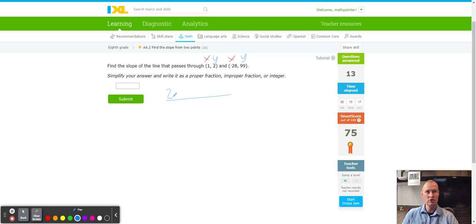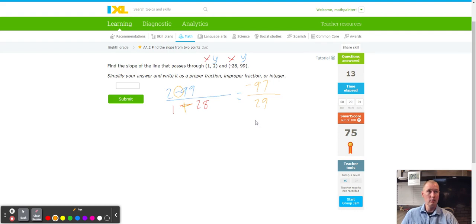Numerators on top. 2 subtract 99. And the denominators 1 minus 28, which is negative, so it's minus 28. Back to the numerator. The magnitude of 99 is larger, so therefore it's going to be negative. And 99 subtract 2 is 97, so negative 97 there. And 1 plus 28 is going to give us positive 29.